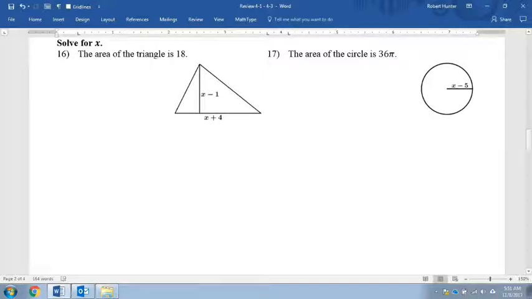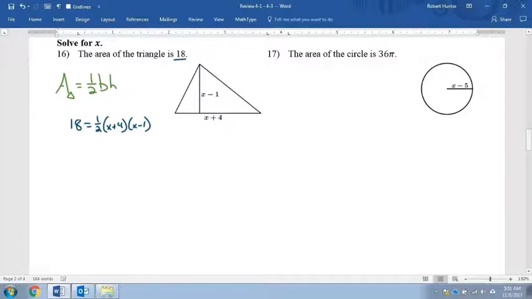Well, the area of a triangle is one half the base times the height. Okay, so let's start plugging in what we know. The area they give us is 18, so I got 18 equals 1/2 the base, which is x plus 4, times the height, which is x minus 1. Okay? Then it says to solve for x.